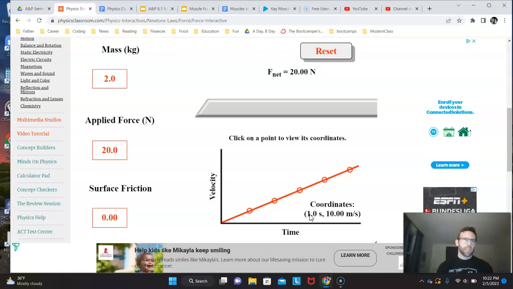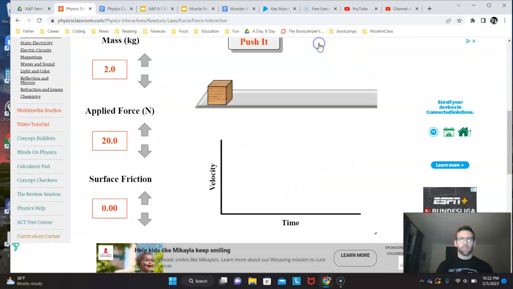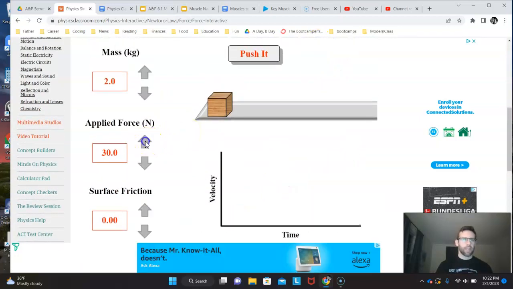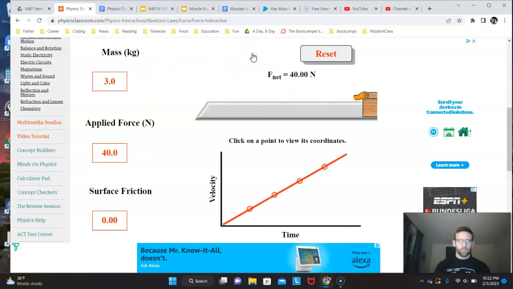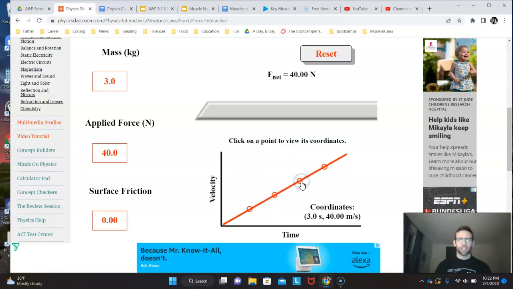All right, I'll give you another example if you need a further example. If you're ready to just tackle the assignment right now, go for it. But I'll give you one more example if you need it. So let's say we want to reset. Let's say we want to do an applied force of 40, and a mass of 3. That's pretty good. All right, so hit push it. Again, it gives you the net force right there. And then again, it tells you how the velocity changes over time. All right. And again, whatever the velocity is after 1 second, that's also your acceleration.